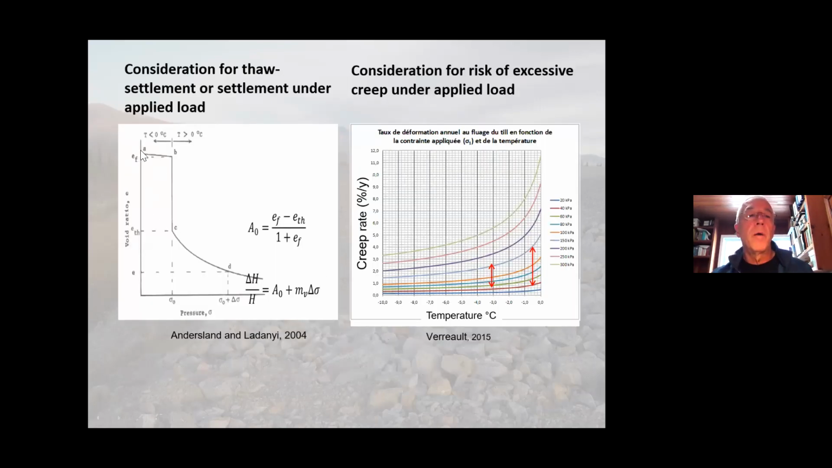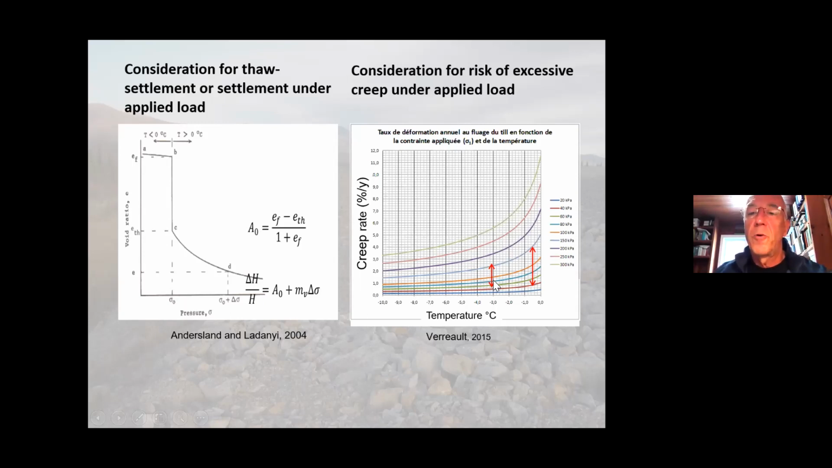Here you have a funny figure because it includes pressure and temperature on the same axis. But if you increase the pressure, you will decrease the volume. This is the volume ratio here, so the volume decreases. And if thawing occurs, you'll get thaw settlement. So this is again the combined effect of temperature increase and stress increase, which can lead to a significant change in volume.